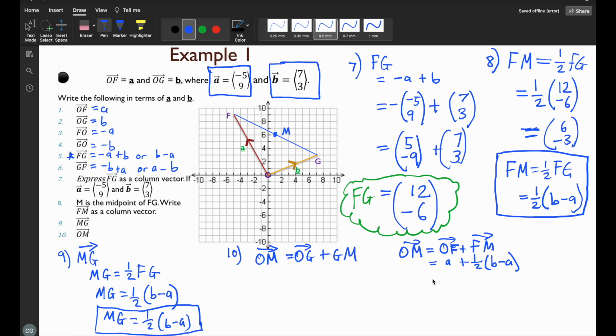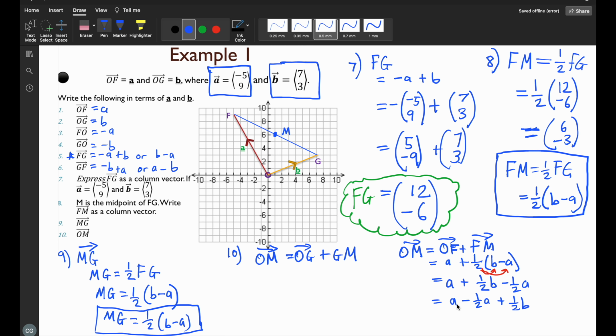Alright? So I could actually simplify this. So I could say A plus. Now with this here, I need to multiply this half to each of these. So half times B and half times minus A. Alright guys, this is just a tricky part of vectors when we start mixing letters in it, right? But half of B, we put that, and then we'll have minus half A. So I could group them together. So I'm going to have A minus half A plus half B.